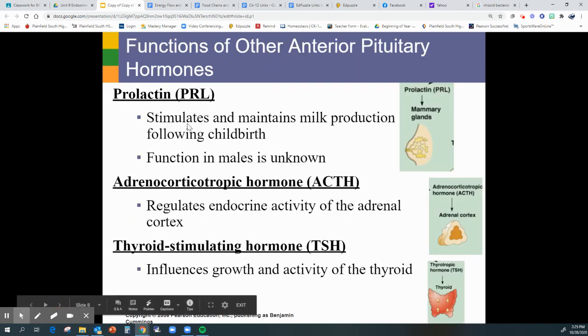So prolactin actually stimulates and maintains milk production after childbirth. All right, we really don't know what function it has in males, but males do produce that hormone. Adrenocorticotropic hormone, or ACTH, regulates the endocrine activity of the adrenal cortex, the outer portion of the adrenal glands. And then the thyroid stimulating hormone influences growth and activity of the thyroid. So people that end up with enlarged thyroids, again, we could sometimes look back at the pituitary gland's hormone to see if that's what's actually causing that increase in the thyroid.